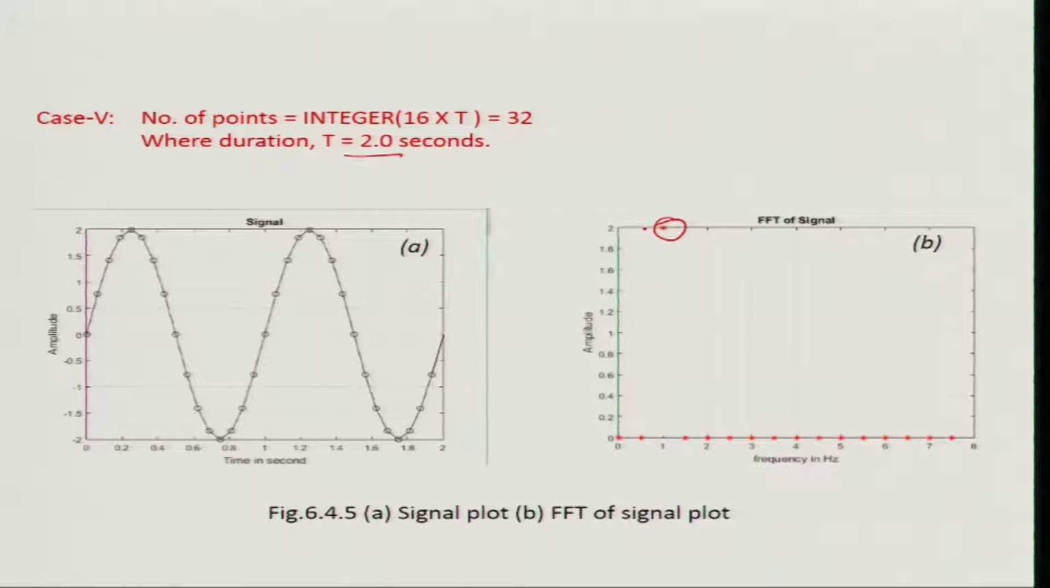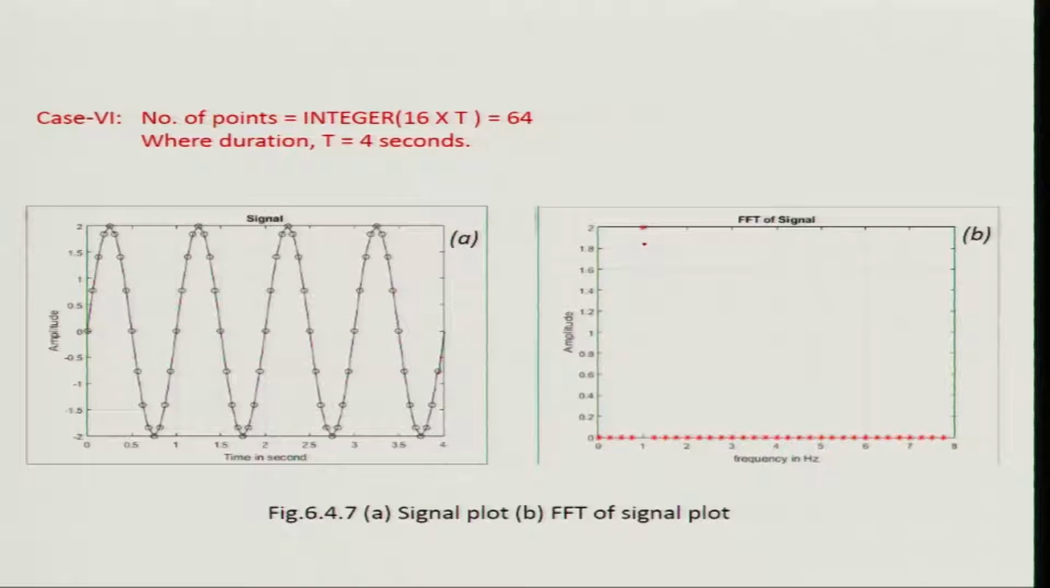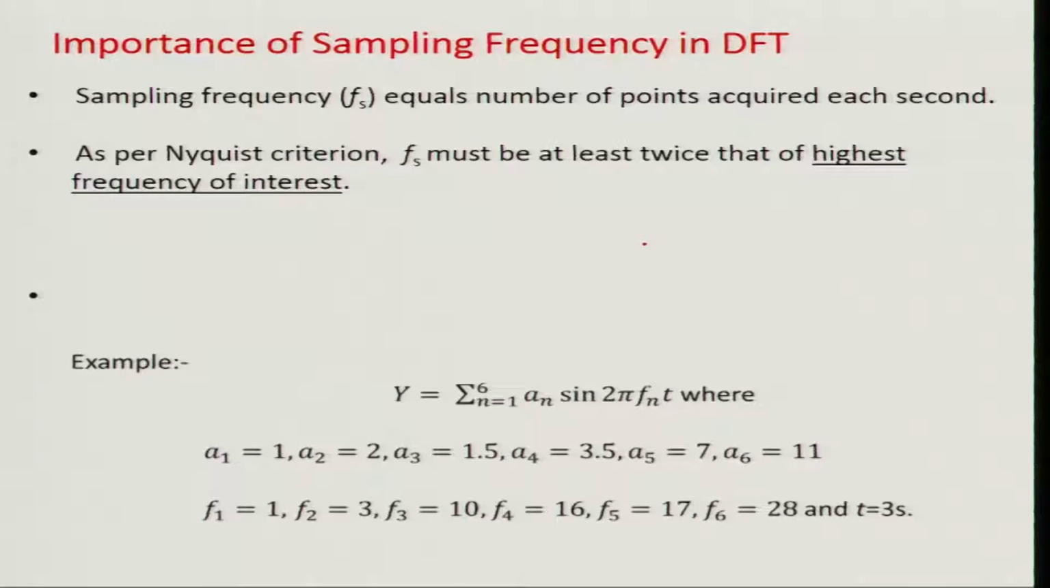And this is another case. Okay. So, here I have 36 points, I have 2.3 seconds of data acquisition. So, that is 2.3 cycles, and I see a peak at 1.8 and several other points, but this is the predominant peak. Okay. So, my accuracy is improving as I increase the duration. At t equal to 4, again it is an integral number of cycles, so I get an accurate result.